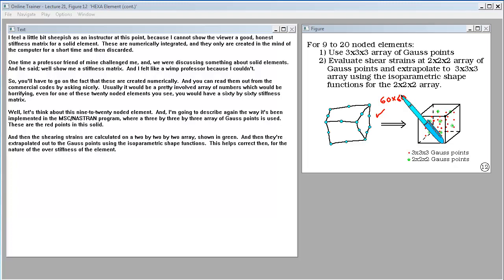Well, let's think about this 9 to 20 noded element, and I'm going to describe again the way it's been implemented in the MSc Nastran program, where a 3 by 3 by 3 array of Gauss points is used. These are the red points in this solid. And then the shearing strains are calculated on a 2 by 2 by 2 array, shown in green, and then they're extrapolated out to the Gauss points using the isoparametric shape functions. This helps correct then for the nature of the over stiffness of the element.